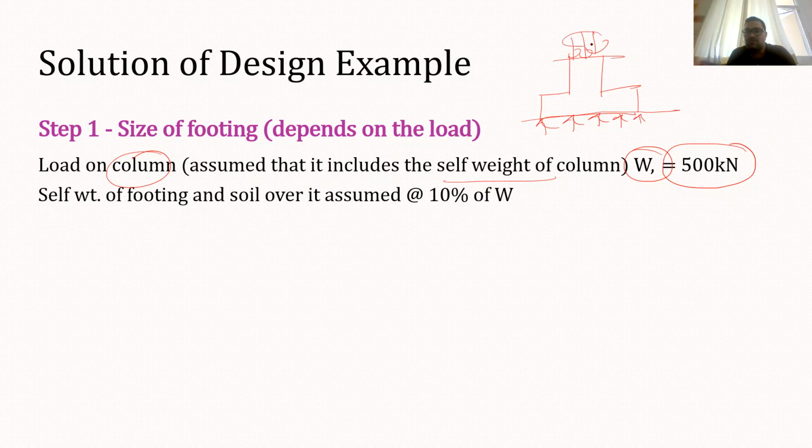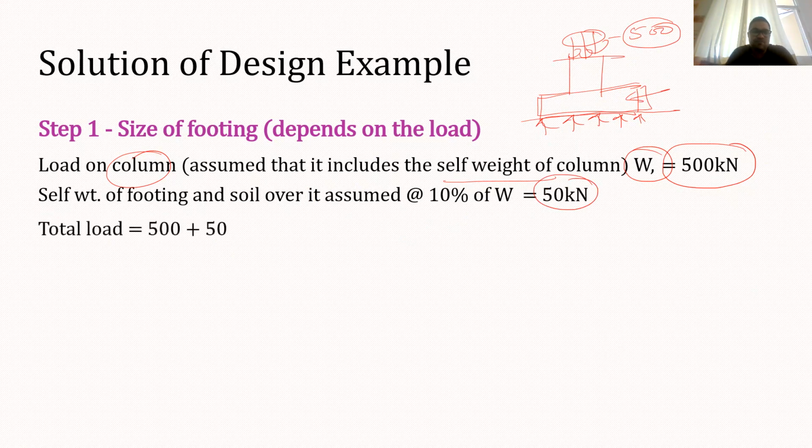So first we need to consider this load which is coming from the column, and also the self weight of the footing. Right now we don't know the dimension of this footing, so we will assume that the self weight of the footing will be approximately 10% of the load carried by the column, and this 10% will be 50 kilonewton. So the total load which is coming on the soil will be 550 kilonewton.